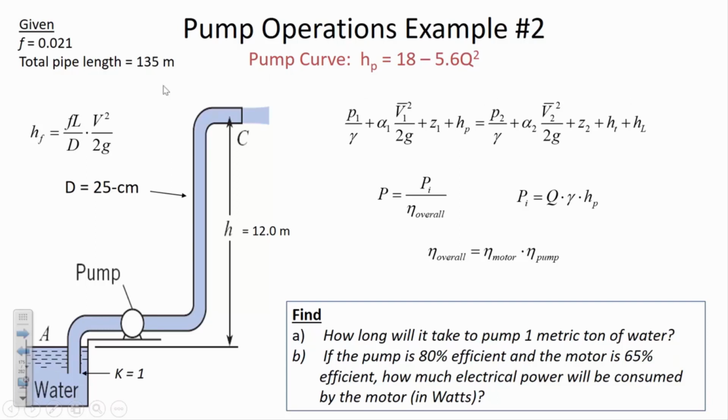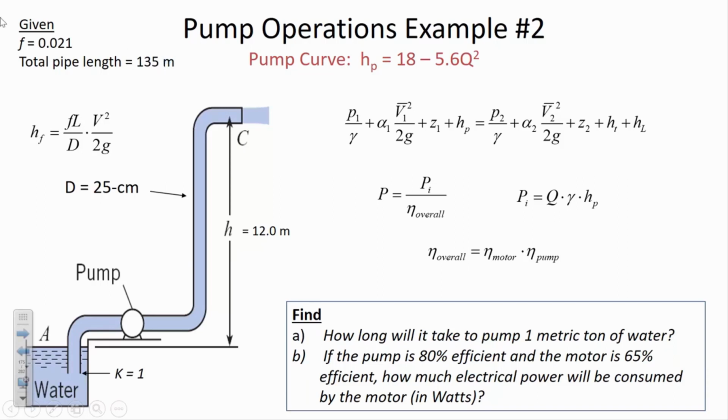So here on the left side of the screen is some information about this system. We're drawing water from a reservoir, discharging it as a jet at some elevated location. So 1 in the energy equation is the source, being the tank. Location 2 is this jet of water as it discharges out of the pipe. We know the total length of the pipe is 135 meters.